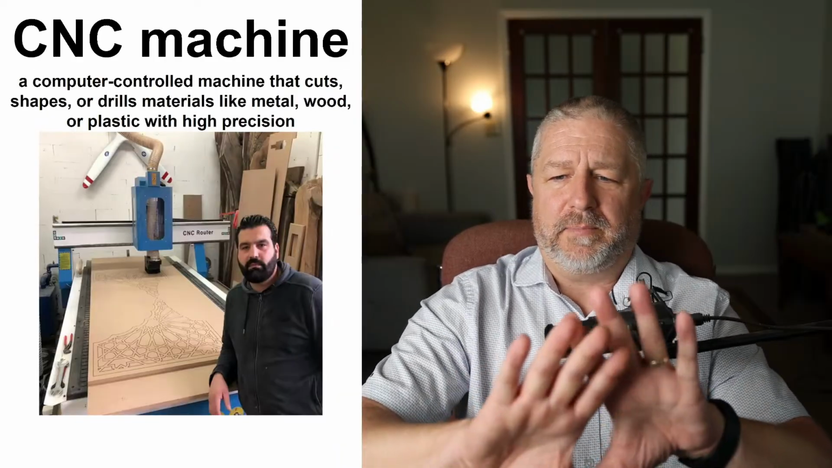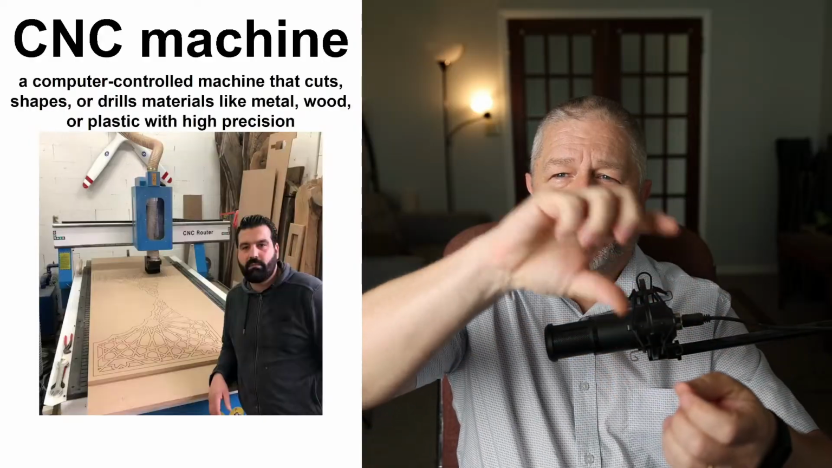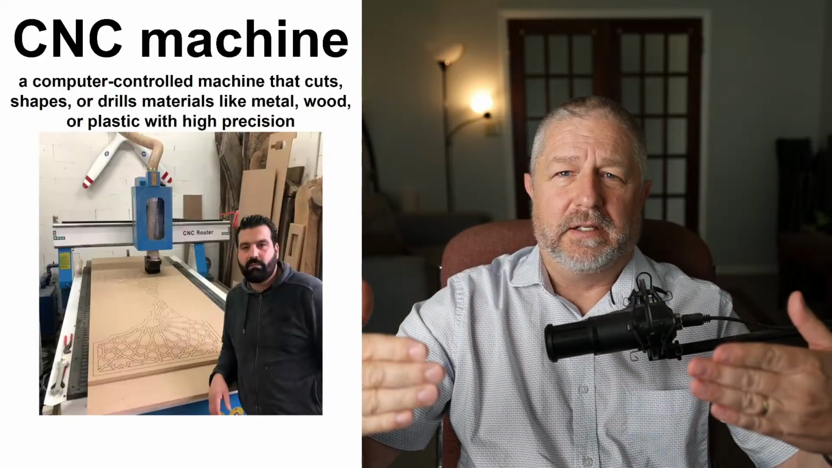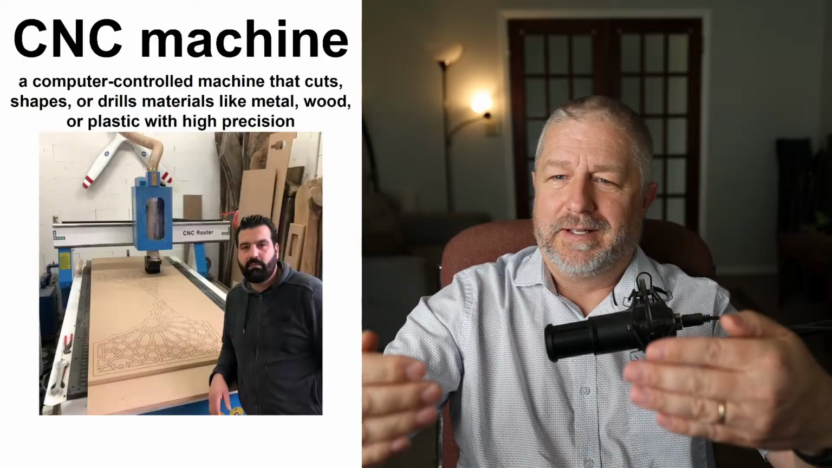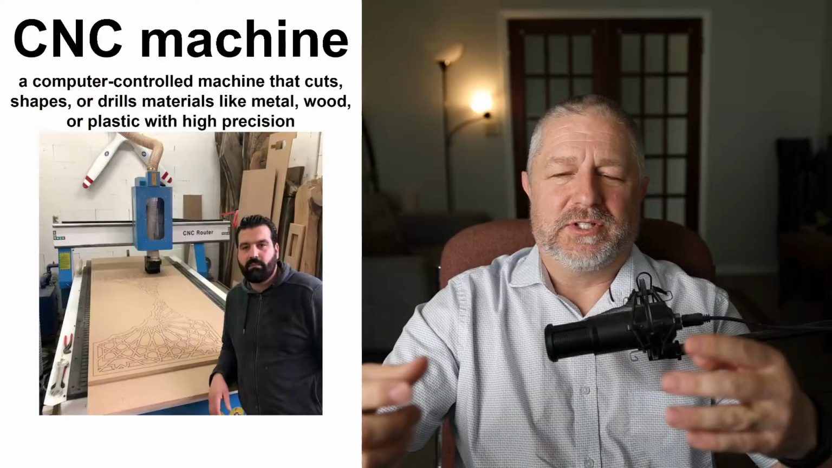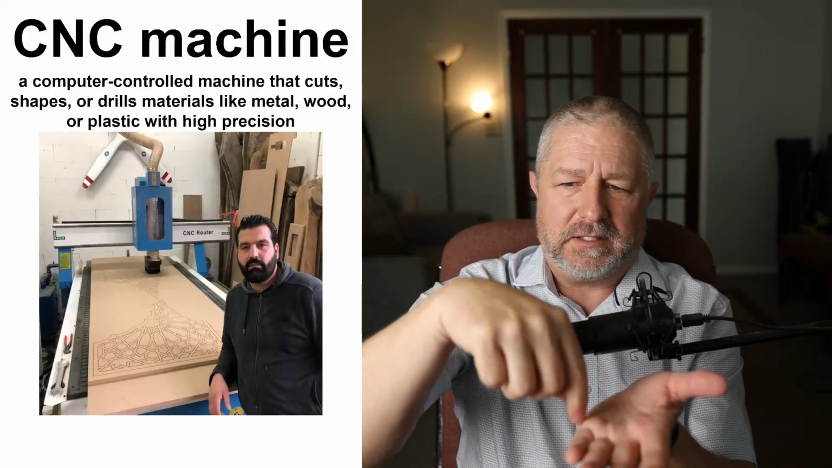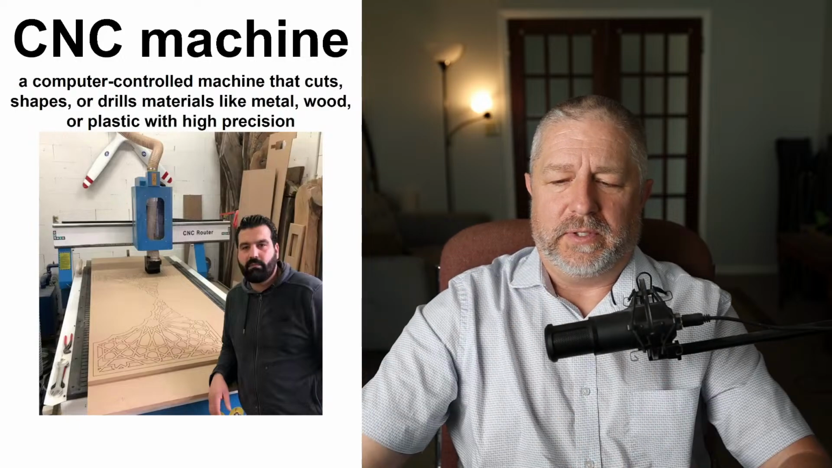If you had a piece of wood and you wanted to make a sign that said, "Learn English with Bob the Canadian," so you could put it at the road, I don't know why you would do that, you would use a CNC machine. On a computer, you would create the text, and then the CNC machine would go and it would cut it out.